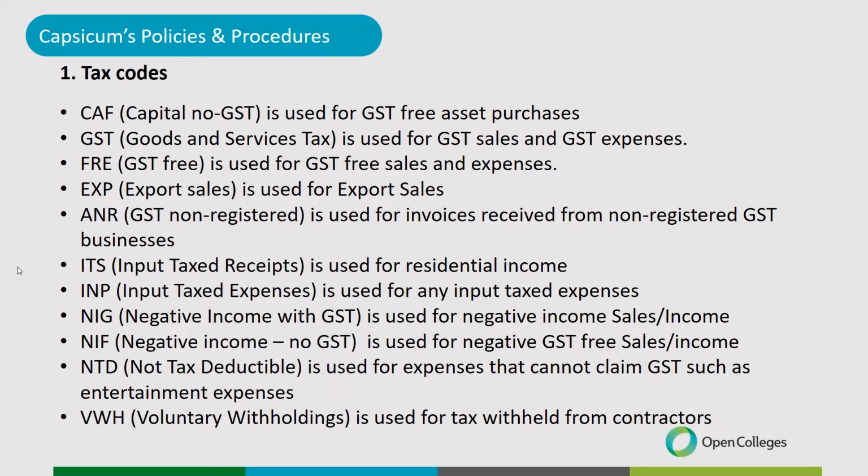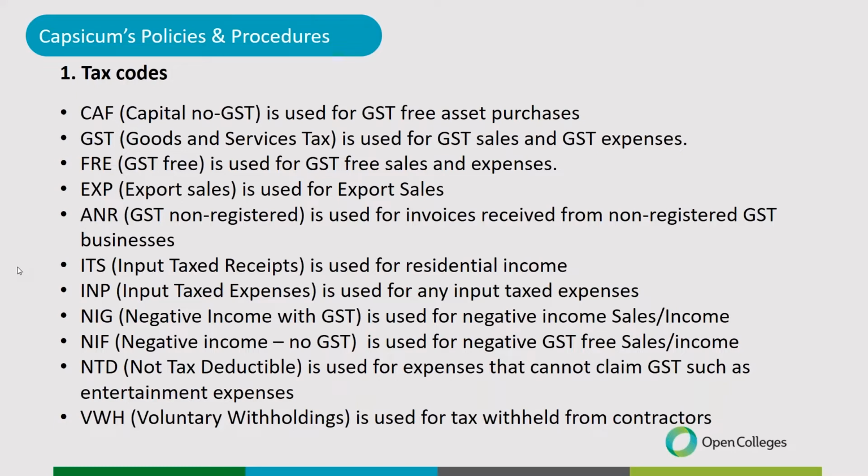Okay, let's move on. We have negative income with GST and negative income with no GST. I will explain this one more later. Also, we have NTD, which is not tax deductible, such as wines, beer, meals. We go out with the clients. Oh, this is a business matter. Why can't I claim GST?